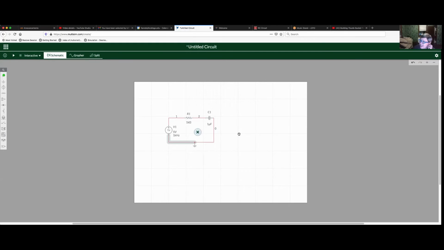Now we need voltage probes. So I want one where I can look at just the square wave. So for that, I'm going to put a voltage probe right here, right before anything goes through, before the voltage is diminished by the resistor or the capacitor. So I'm going to put it right there. Then I'm going to put a second probe to measure the voltage across the capacitor. And so I'm going to put it here.